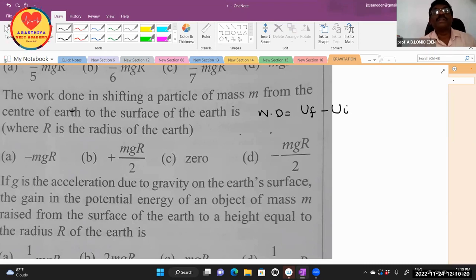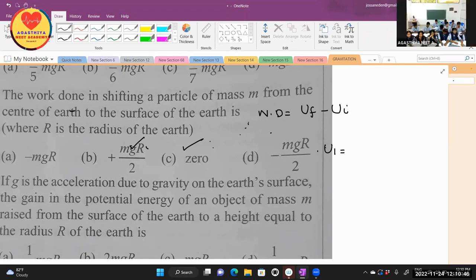See these options. All the options are in terms of g. Therefore, we have to convert that answer in terms of g. Let us find out the initial potential energy. The mass is moved from the center of the earth. Therefore, potential energy about the center of the earth, what is that? Anybody? At the center of the earth.